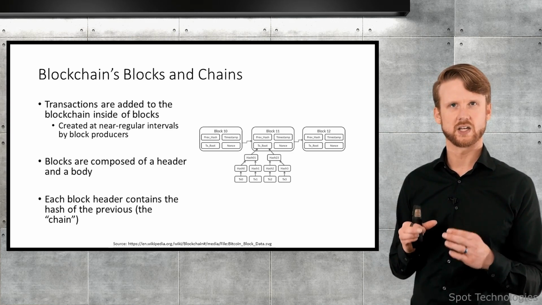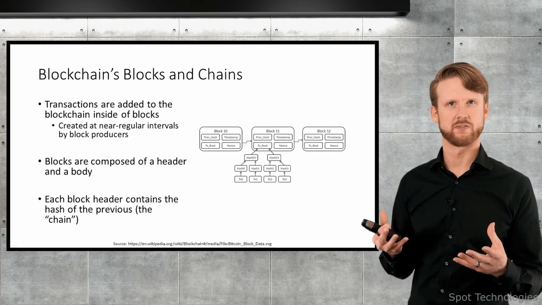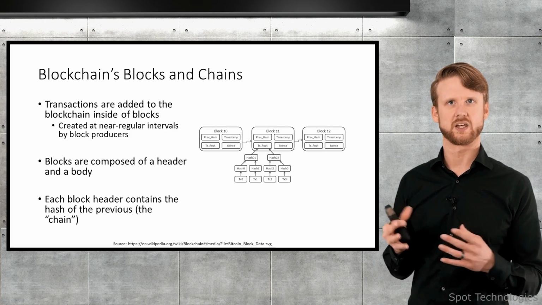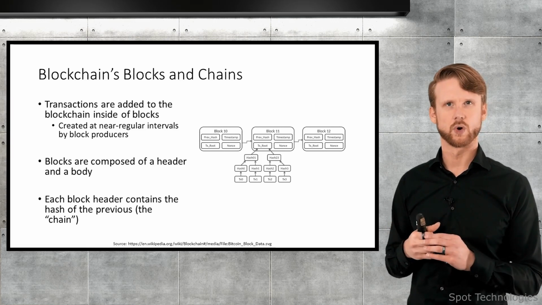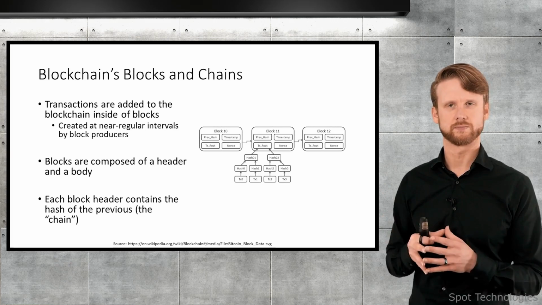Creating a single block is easy because block producers do it all the time and at regular intervals. For example, Bitcoin blocks are created every 10 minutes, give or take. And they don't even take that long to create. There's processes for making sure that a block is actually valid that makes it take that long.